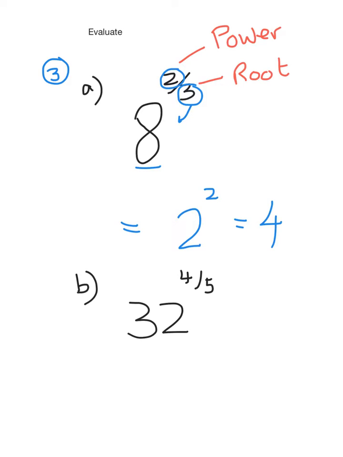32 to the 4/5, we want to do the 5 first of all. What does the 5 mean? It's the fifth root of 32. Well, what number times itself 5 times equals 32? Well, we might have done this before. 2 times 2 times 2 times 2 times 2 is 32. Therefore, the fifth root of 32 is 2. The 4 is still there, and 2 to the 4th is 2 times 2 times 2 times 2 is 16. 2 times 2 is 4, times 2 is 8, times 2 is 16.